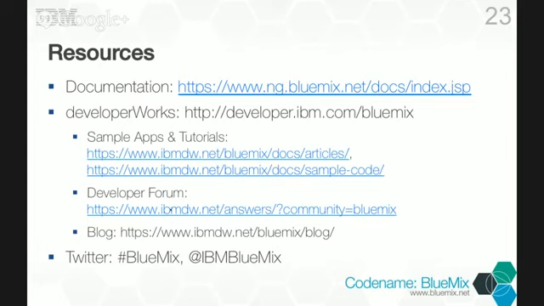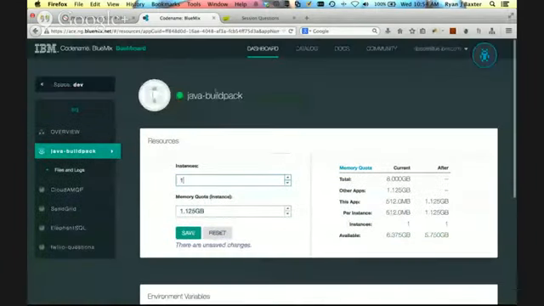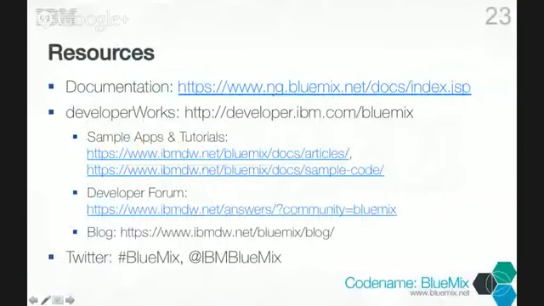Resources. So you want to find out more information about BlueMix. The first thing is to go to the documentation, and you can find it right at the top of BlueMix.net. There's a docs link right here, and it will bring you right out to our documentation, which has a ton of information. And if you go to developer.ibm.com/BlueMix, you'll see all the information there.